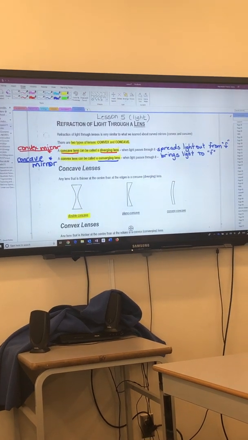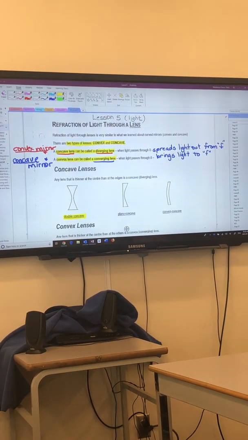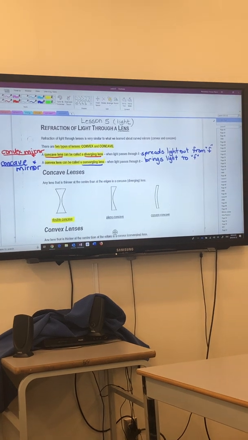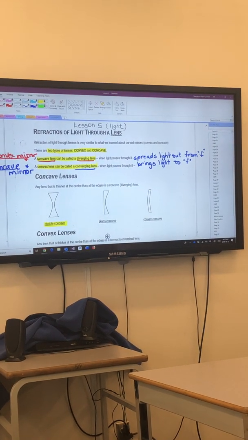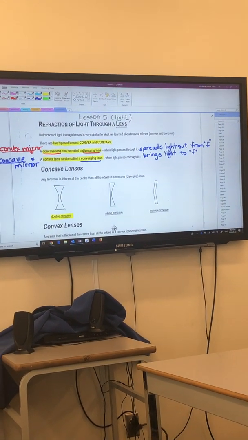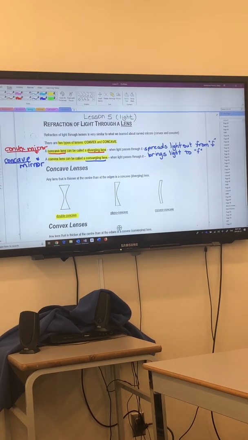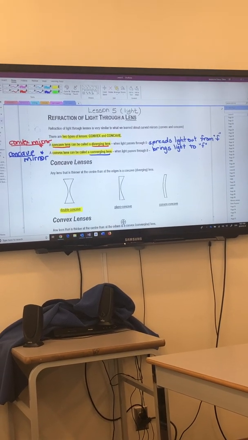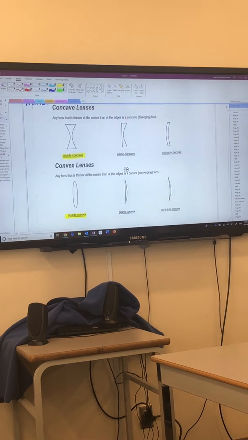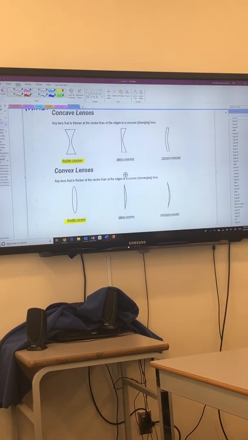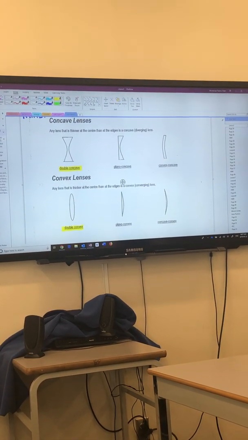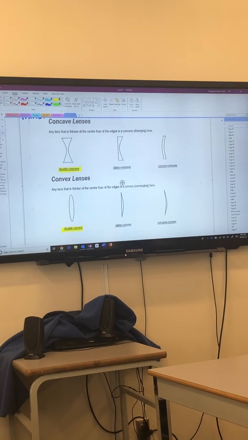So convex mirrors and concave lenses diverge, spread the light out from F, and a concave mirror and a convex lens converge, bring light together. And so the lens that we're going to look at is the double concave that looks like that, and the convex lens is the double convex that looks like that.